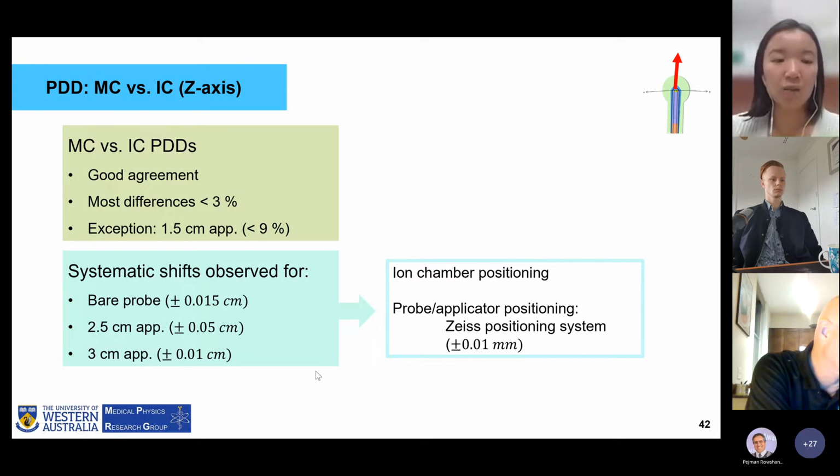So why might there have been a systematic shift? It could be either due to the chamber positioning or the probe positioning. Most likely the first, because the latter is quite small.